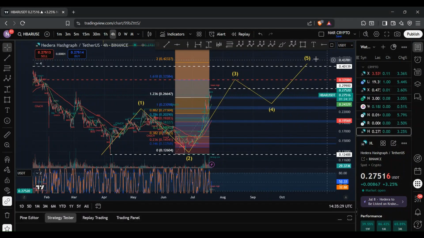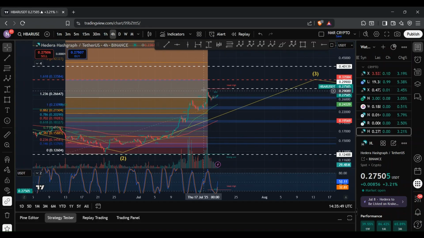So HBAR is shaping up nicely, as you can see on this price chart, where I've been tracking a 5-wave structure. I mentioned in my previous update that I was tracking the wave 3, and I'm looking out for the wave 3 to reach the 1.618 level at 33.584 cents. Given that we've not reached this level, it looks like we're still within this third wave.